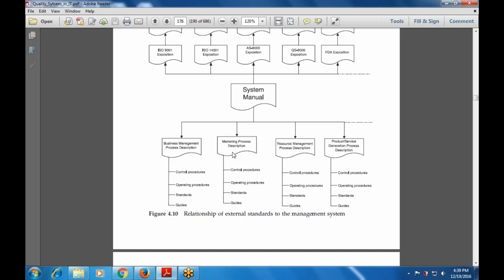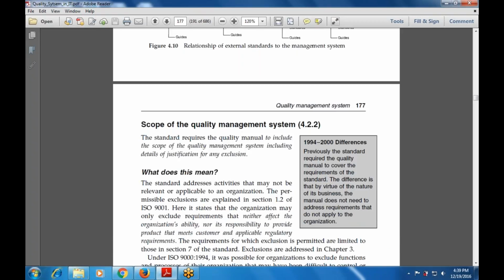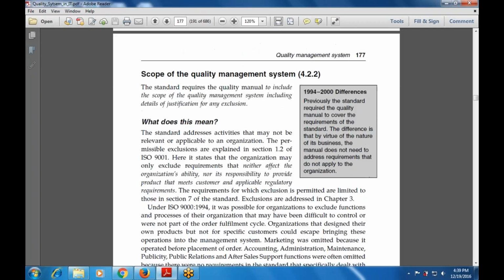Now these standards are divided with the help of the system manual, storing the system manual with these 4, we can say, the departments or branches. Now, what is the scope of the quality management system, or what is the scope of QMS? Why are we using this?